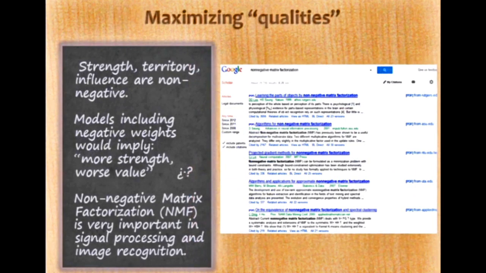Strategic concepts such as territory, strength, and influence are positive values each player wants to maximize. We name these non-negative values qualities, and from the possible multivariate analysis techniques we use a decomposition technique that is intended to preserve the non-negative nature of these qualities. The mathematical details can be found in the paper. That technique is non-negative matrix factorization, NMF for short.